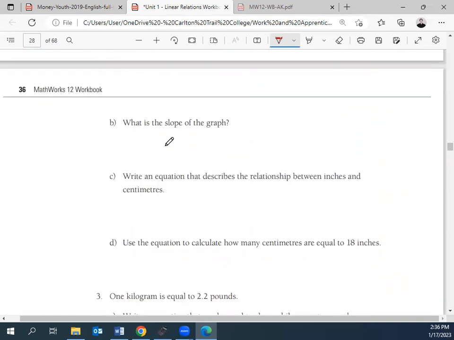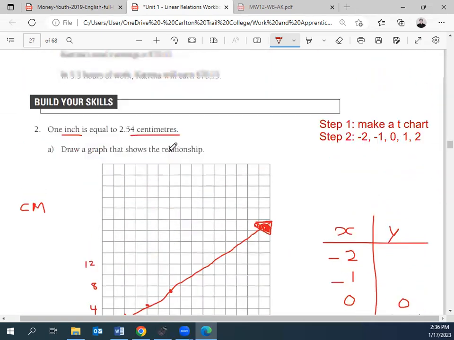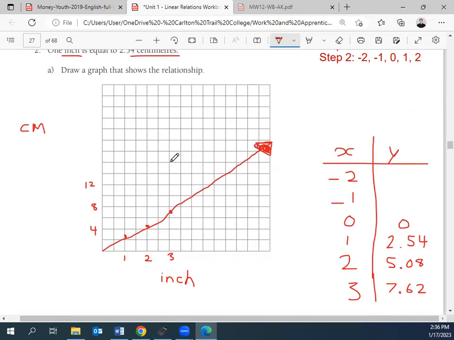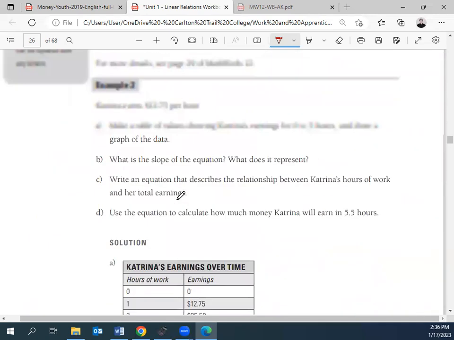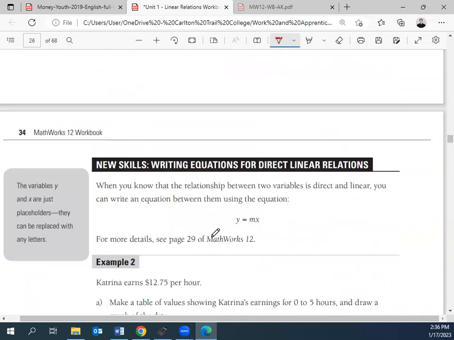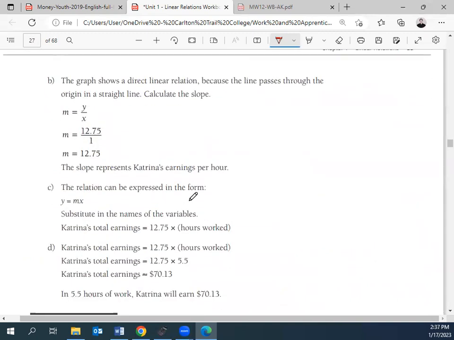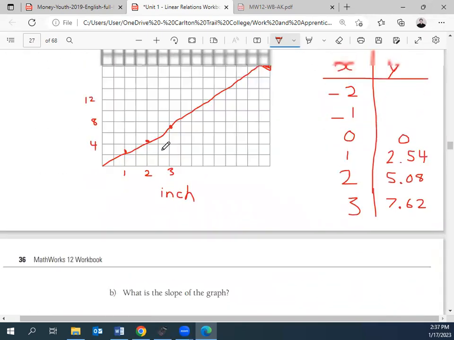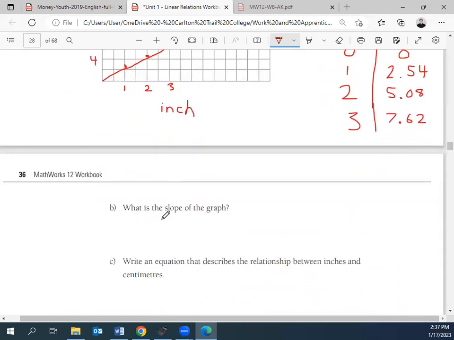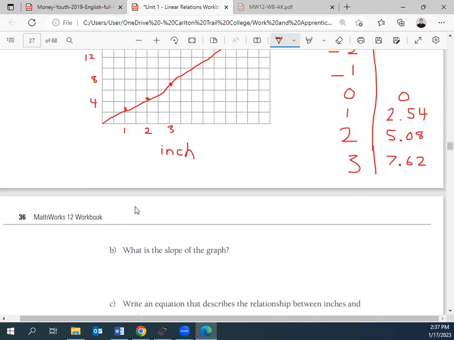Which is how can we figure out the slope of this graph? Well, we do know that we can use m equals y2 minus y1 over x2 minus x1. In this specific case, though, we can just do rise over run. Because we know this is going to be a straight line, I can just literally do rise over run. So I know that it rises up 2.54 for every 1 it runs. So boom, there's my slope.